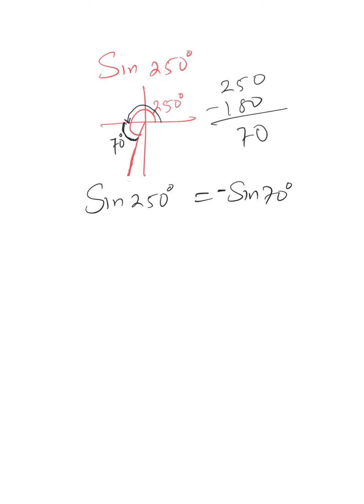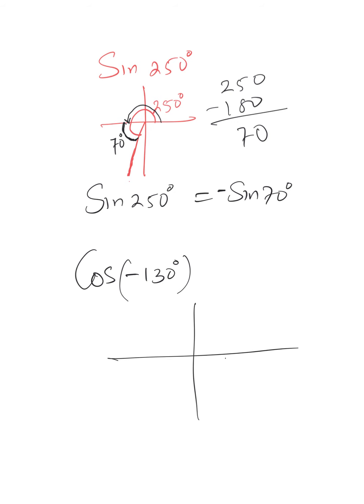One more example for you: the cosine of minus 130 degrees. Okay, let's see. Negative 130 degrees. You start from the positive x-axis, move in the clockwise direction, and make 130 degrees. Negative 130 degrees, so this is the angle I'm interested in. Let me put an arrow to show how I measured, in an anti-clockwise sense.